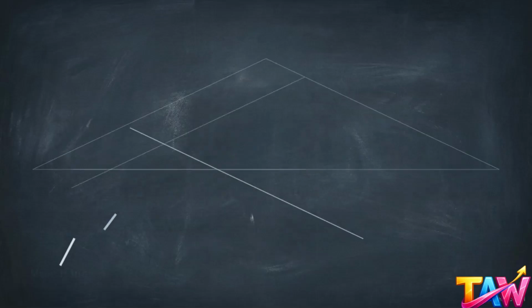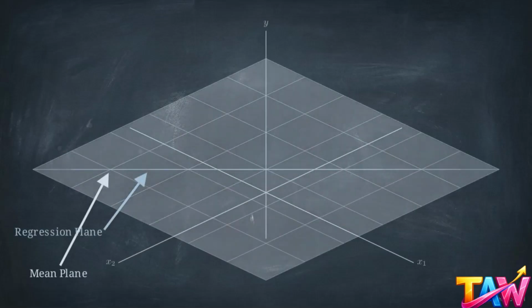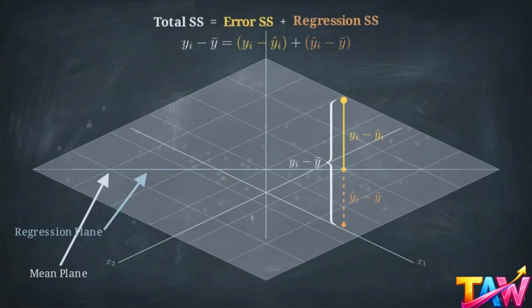This 3D scatter plot shows a fitted regression plane. To evaluate it, we isolate a single data point. We can draw a strict boundary between the variance the model explains and the remaining error. That single point represents the atomic unit of model evaluation.